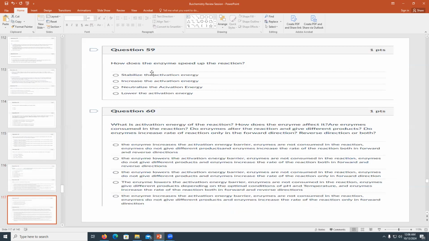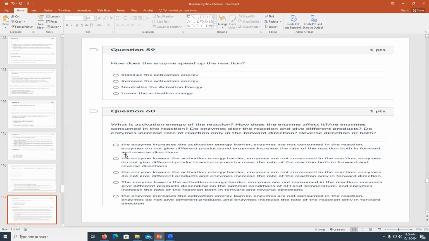How does the enzyme speed up the reaction? By lowering the activation energy. What is the activation energy of the reaction? How does the enzyme affect it? Are enzymes consumed in the reaction? Do enzymes alter the reaction and give different products? Do enzymes increase the rate of the reaction only in the forward direction, reverse direction, or both?